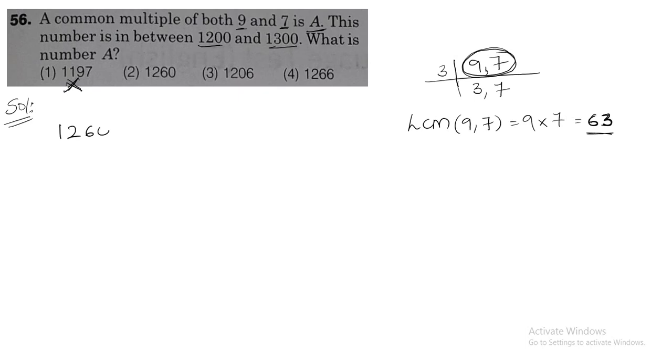Next, 1260. So 1260 means 1 plus 2 is 3, 3 plus 6 is 9. It is divisible by 9. Next, 1206 is also divisible by 9. Next, 1266. So 6 plus 6 is 12, 12 plus 2 is 14, plus 1 is 15. This is not divisible by 9. Hence only from these two options are we going to check my answer.